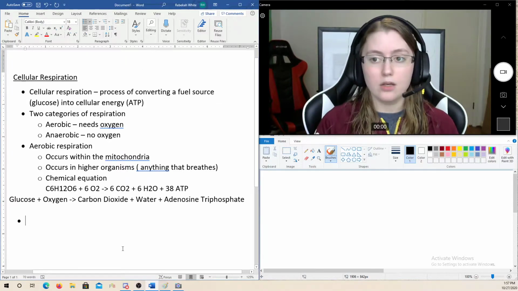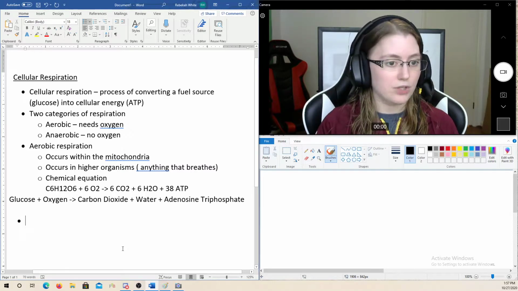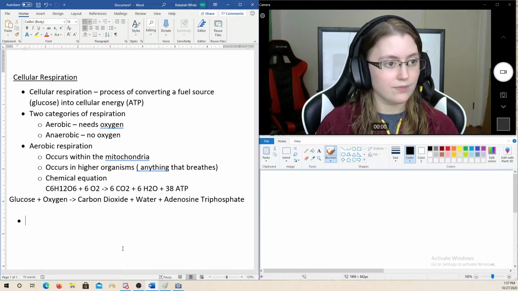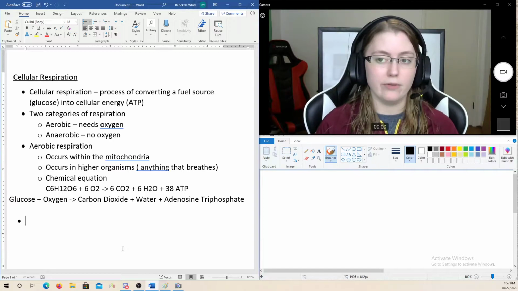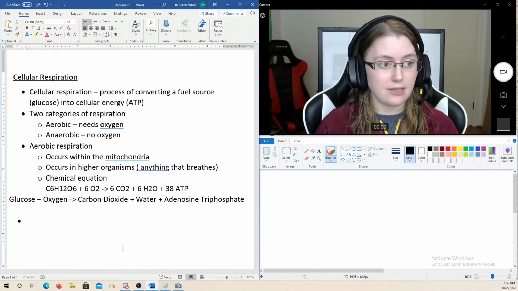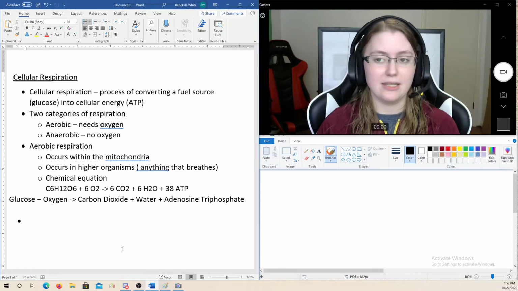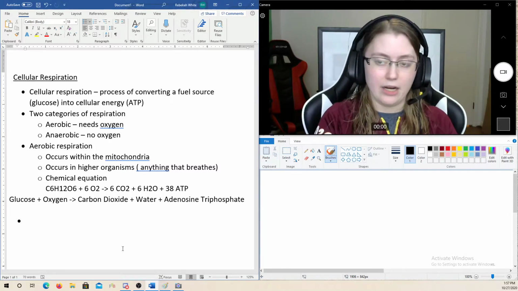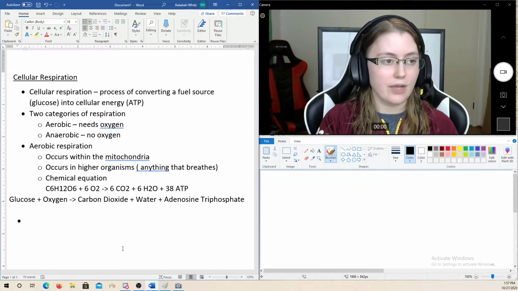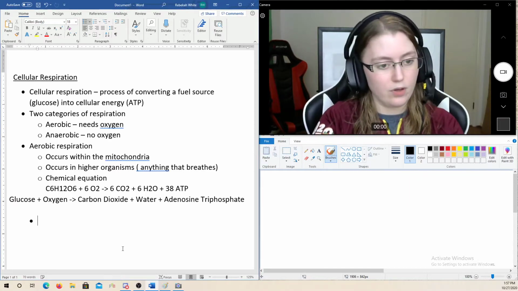Okay, so any questions about aerobic respiration so far? I'm gonna give you guys the like 3 steps of aerobic respiration before we move on. We're not gonna go in depth on these steps, but I do want you guys to just kind of be familiar with what the steps are. I think it might help you as you're working through the labs.